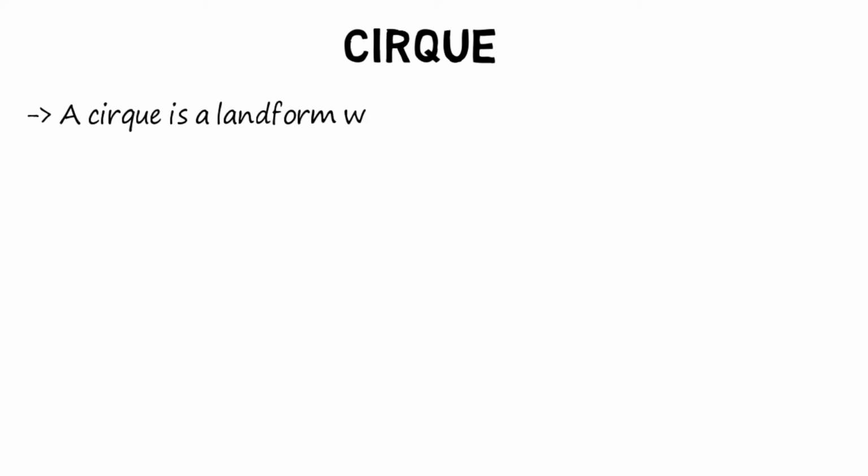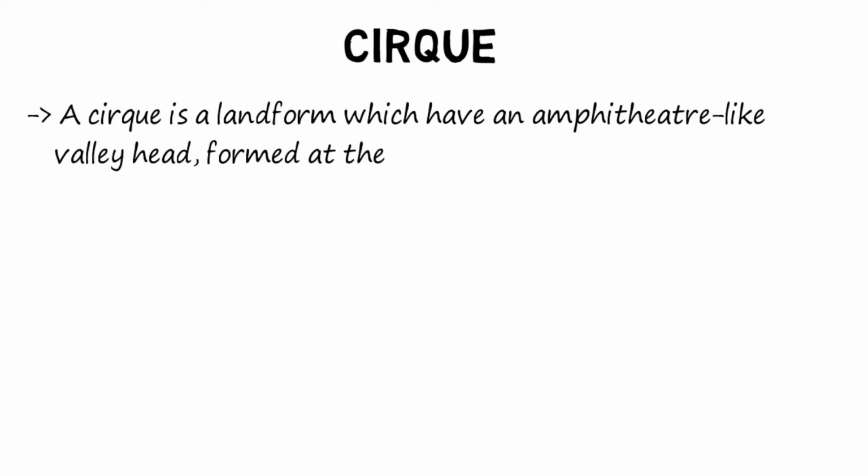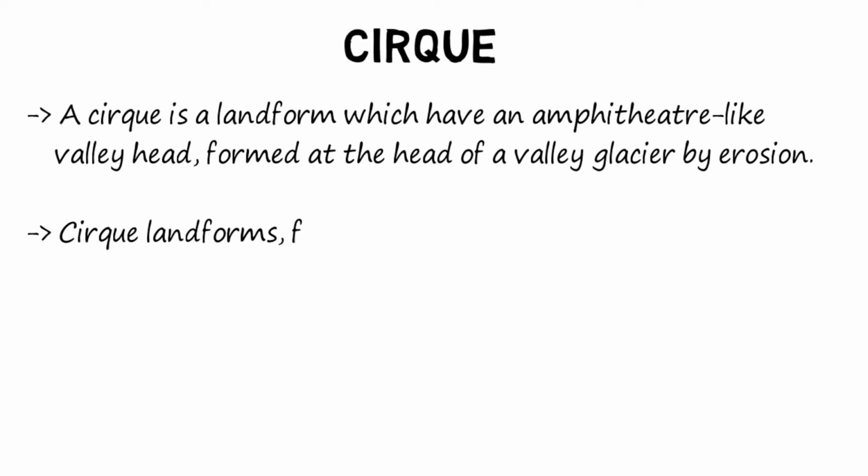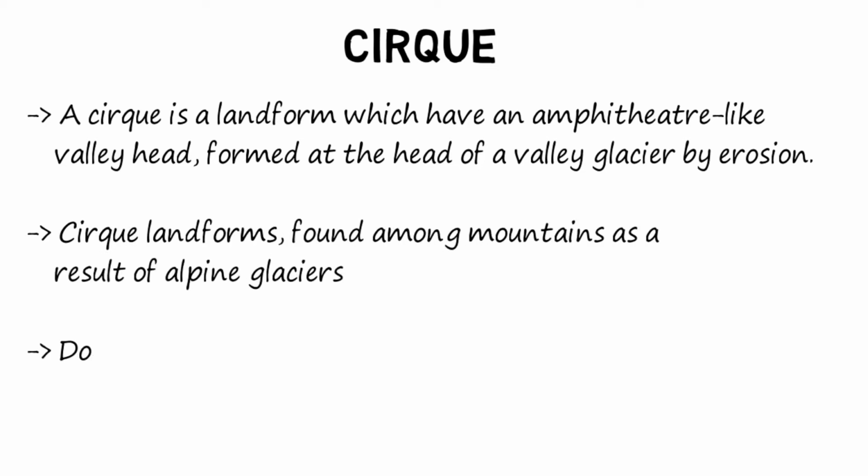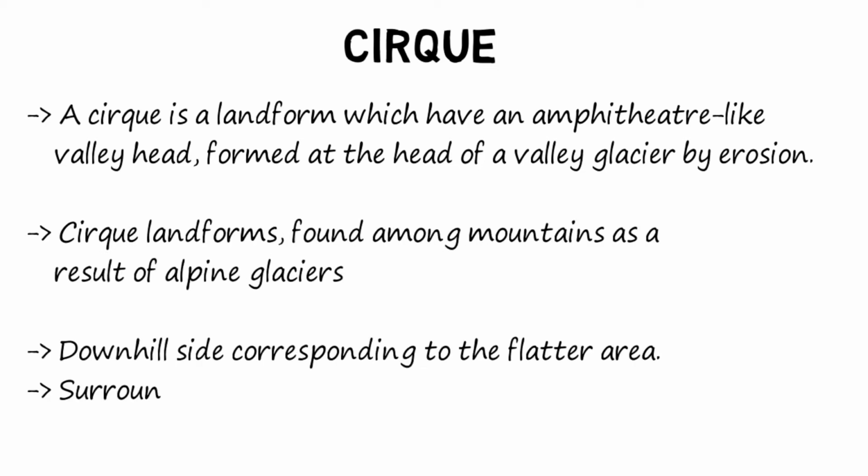Let's start with the cirque. A cirque is a landform consisting of an amphitheater-like valley head, formed at the head of a valley glacier by erosion. Cirque landforms are found among mountains as a result of alpine glaciers, with the downhill side corresponding to the flatter area, surrounded on three sides by steep cliffs.